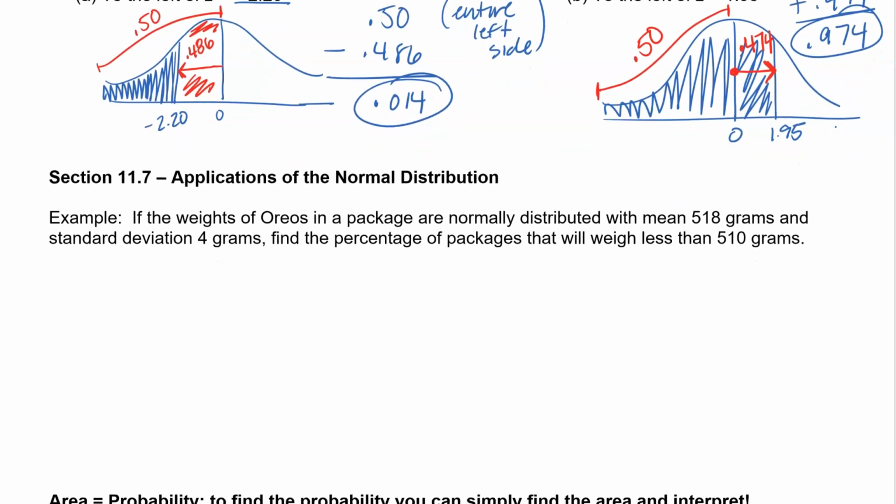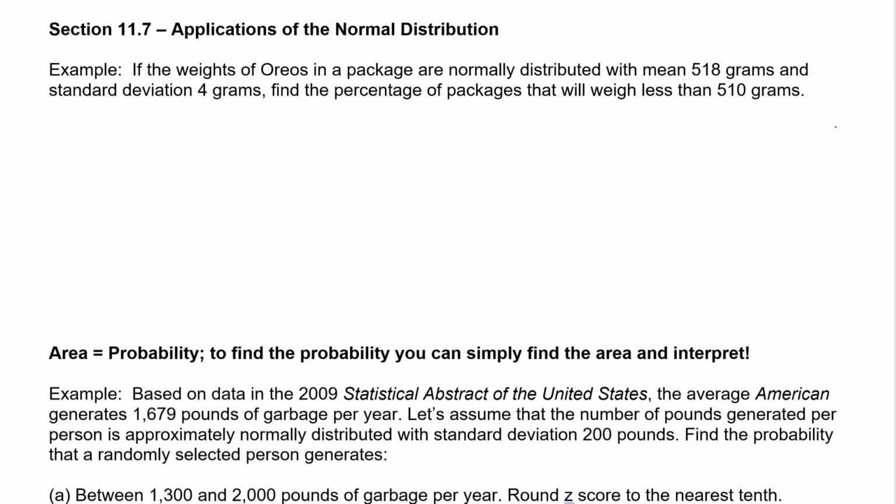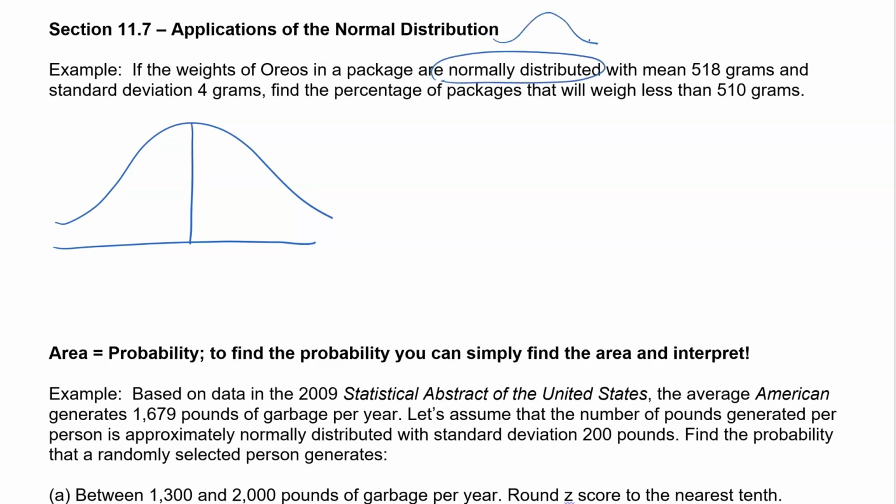Now 11.7 is application. So how does this help us answer questions in real life? So let's just jump in. So in this example, just like before, I'm going to draw the normal curve. In this case, it's not going to be the standard normal curve. It's just going to be the normal curve. So I'm not going to put a 0 in the middle. If the weights of Oreos in a package are normally distributed, so that basically tells us we can draw this curve with a mean of 518 grams, so I put that in the middle, and a standard deviation of 4 grams, find the percentage of packages that will weigh less than 510.